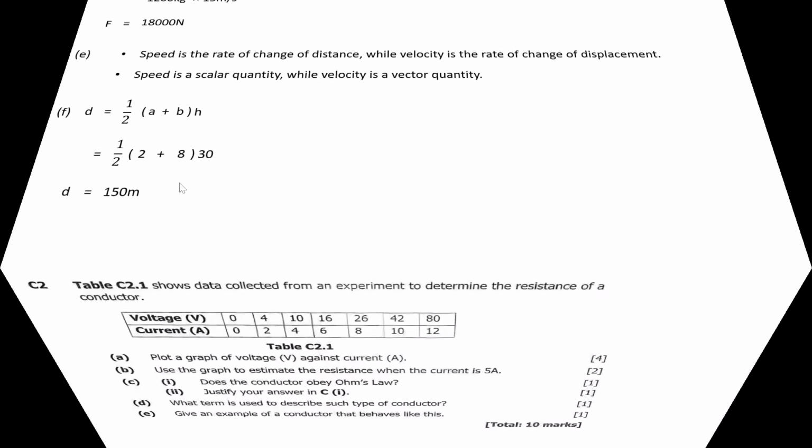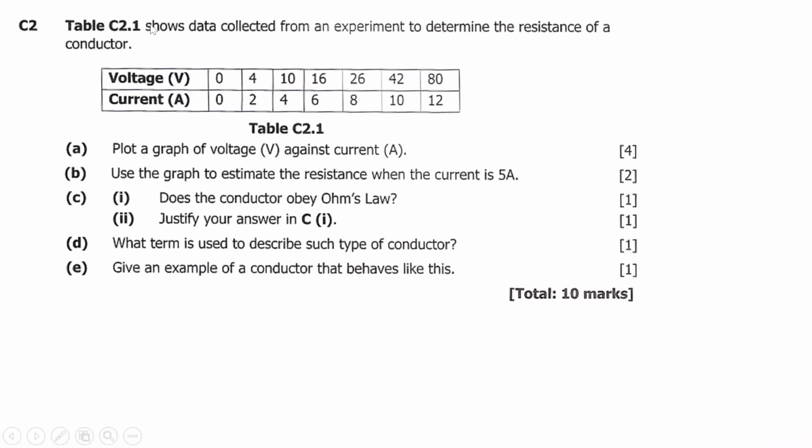Then we move to question C2, which says table C2.1 shows data collected from an experiment to determine the resistance of a conductor. So this is the data collected from an experiment to determine the resistance of a conductor. So voltage, we have these values, current, we have these values. Then A, plot a graph of voltage against current. B, use the graph to estimate the resistance when the current is 5 amps. Then C1, does the conductor obey Ohm's law? Then 2, justify your answer. D, what term is used to describe such type of conductor? Then E, give an example of a conductor that behaves like that.